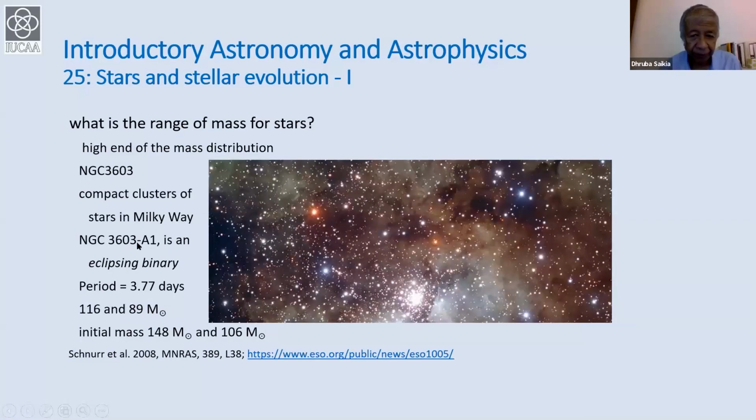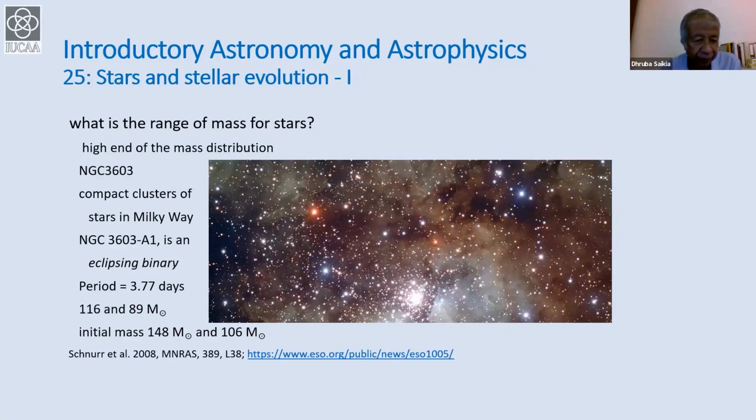Now, this is another very rich, compact cluster of stars. This is in our Milky Way itself, NGC 3603, towards the Carina Nebula. And this one is an eclipsing binary with a period of 3.77 days. So you can see that with an eclipsing binary, from the dynamics of the stars, as we talked about when we were discussing the measurement of masses of stars, from the parameters of the binary system, and given that it's an eclipsing binary, you can assume a close orbit, with the orbit being in the sky plane so that you're seeing it edgeways. And the estimates of the mass are 116 and 89 solar masses.